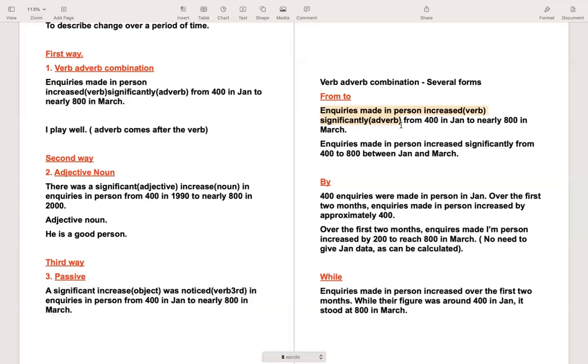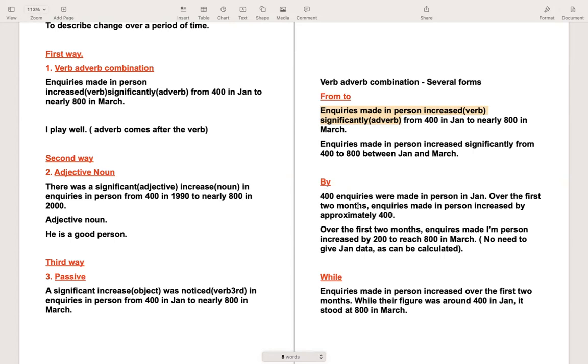But after that, you can make certain changes. For example, instead of writing 400 in Jan, you can write directly from 400 to 800 between January and March. So you can have varieties in that form so that you don't end up making the same sentence. Another one that I make is the sentence with the by.